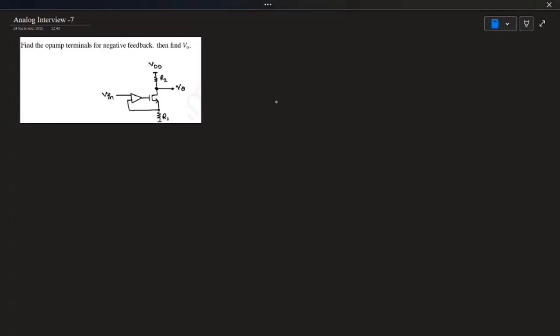Let's see this analog interview question. First they have asked us to find the op-amp terminals for negative feedback, then find Vout. First we will try to find the negative feedback terminals. First we'll draw the circuit. To find the terminals, we first need to break the loop. We will break the loop here and then find the terminals.